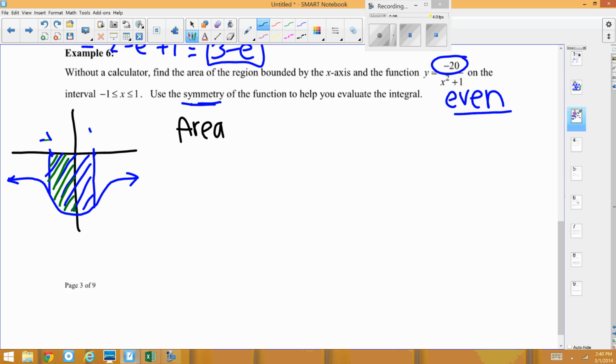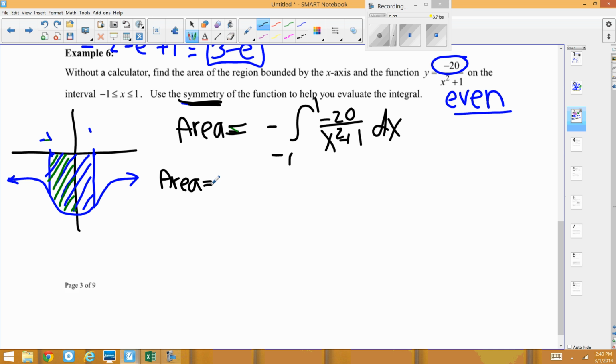The area is equal to, there are two ways we could set it up. We could say the opposite of the integral from negative 1 to 1, because it's on the bottom and we need it on the top, of our function, negative 20 over x squared plus 1 dx. Or we're going to use the symmetry here. Instead of doing all of that, we'll say negative 2 times the integral from 0 to 1. Then our numbers might be a little bit easier too.